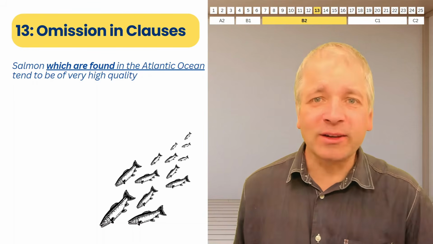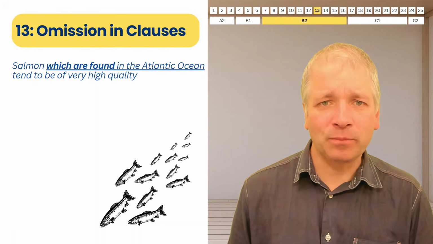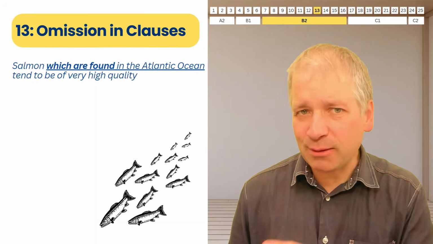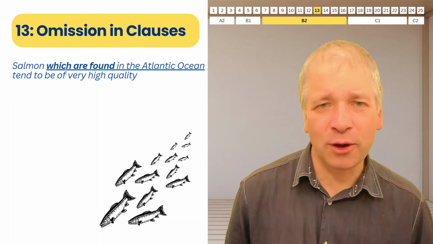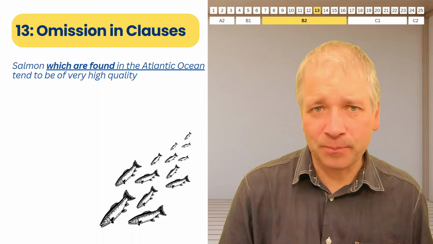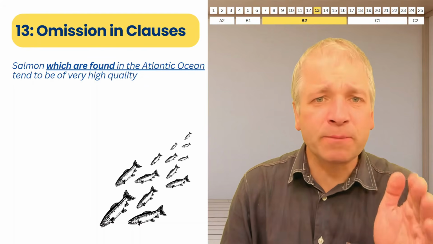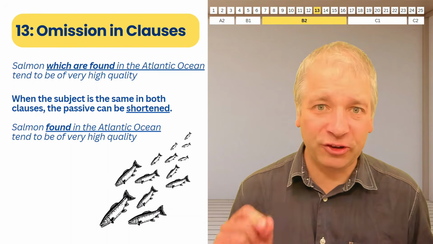And when you find it in the Atlantic Ocean, there's really good salmon there. Notice we're using the passive form, which are found. Now what does which refer to? Well, which refers back to the salmon. And here we can do something special with omission. We can actually leave which are out.